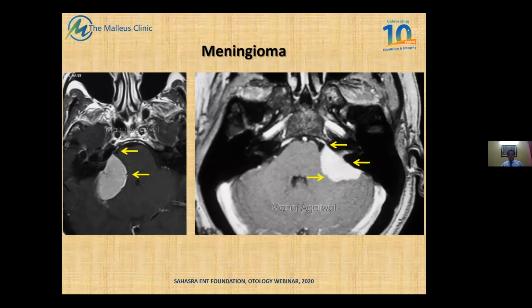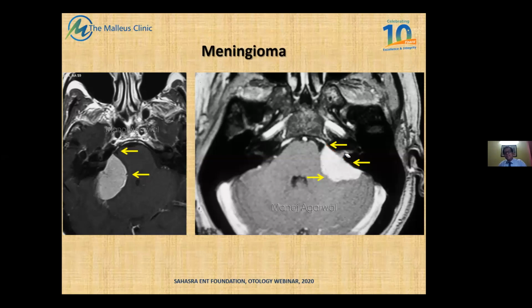This is a meningioma. The left panel is on the right side, and the right panel is on the left side. How do you differentiate between a meningioma and the other tumors? The most important part is, A, the meningioma has a flat base. It has a flat base because it is arising from the meninges, from the dura. Since the dura is adherent to the posterior face of the petrous bone, the tumor will spread along the posterior face of the petrous bone.